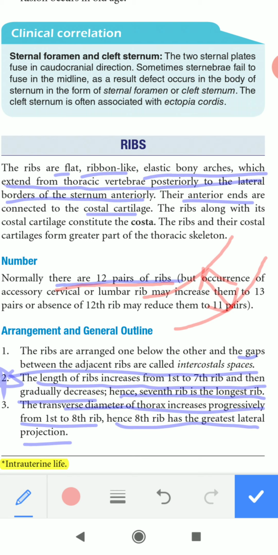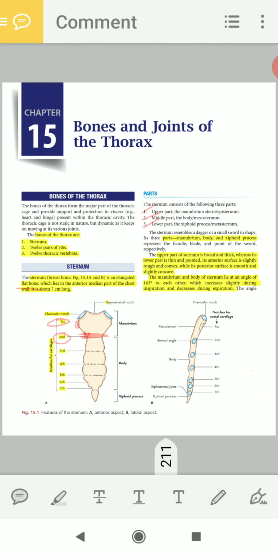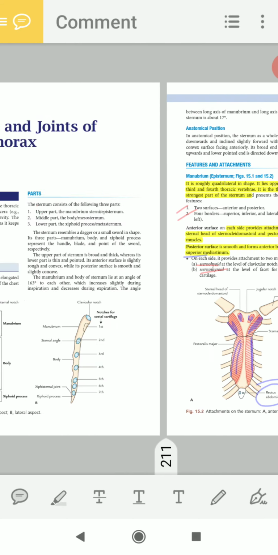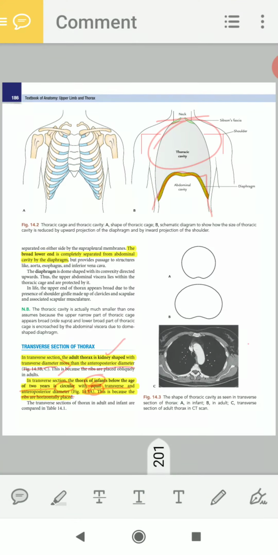And some important things, that the length of the ribs increases from the first to seventh rib and then gradually decreases. So the seventh rib is the longest rib, and the transverse diameter of the thorax increases progressively from the first to eighth rib, and hence the eighth rib has the greatest lateral projection. So let's see it. If we see it from the bony thorax, so it will be more clear.